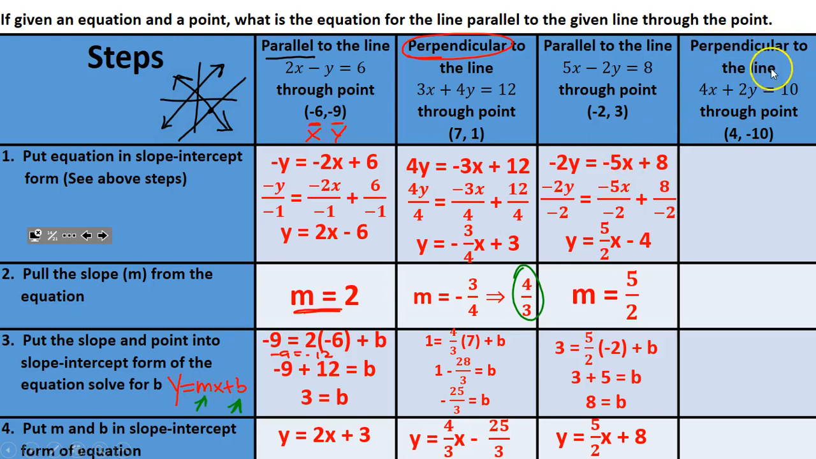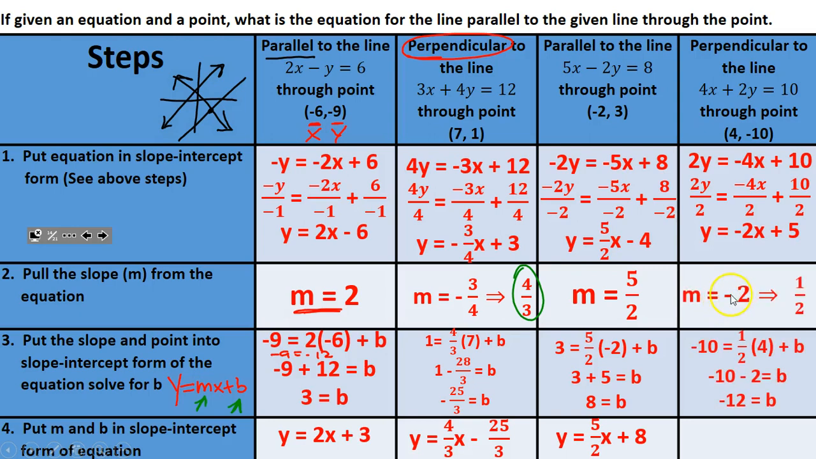Okay, so here again, perpendicular to the line. So that means we're going to change the slope. Notice that? So we're going to work through this again, set it in y equals mx plus b format first. Move the 4 to the other side by subtracting it. Divide everything by 2. So we get y is equal to negative 2x plus 5. So our slope is negative 2. So our perpendicular slope, remember this is 2 over 1, so that would be 1/2, right? So that's going to be negative 2 turns into 1/2 when we do the negative reciprocal of it.